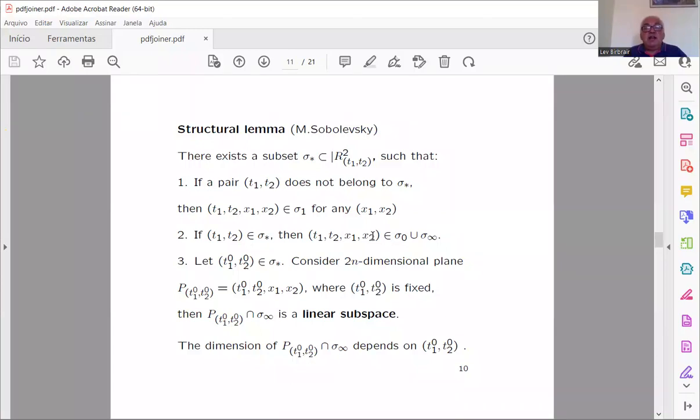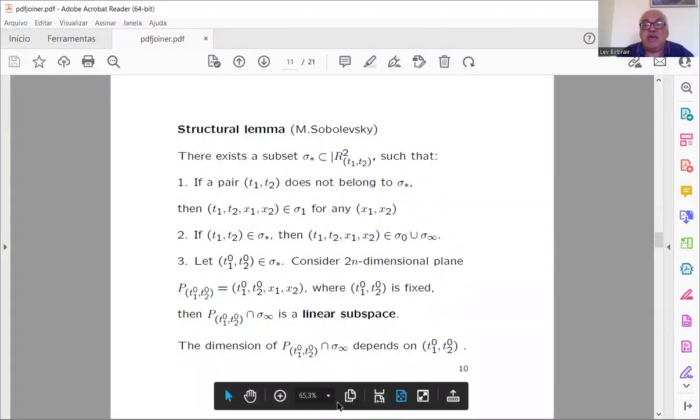And three, for any T1,0, T2,0 from sigma star, we consider the 2n-dimensional plane corresponding to T1, T2 fixed, to T1,0, T2,0 fixed, and X1, X2 arbitrary. Then the intersection of that with sigma infinity is a linear subspace. And this is an important point. Actually the point is that the dimension of this intersection depends on T1,0, T2,0.